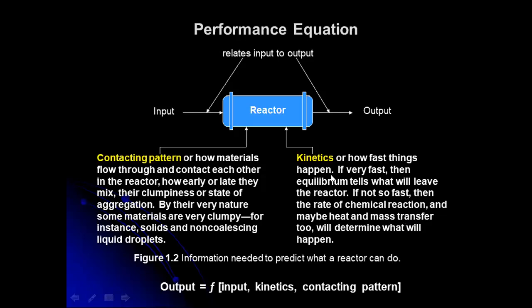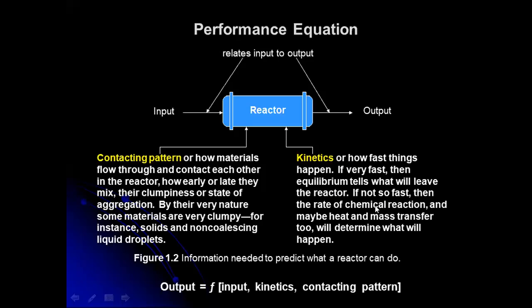Now, kinetics, you know already how fast things happen. If it's very fast, then equilibrium tells what will leave the reactor. When it's already at equilibrium, there's no net formation of the product or products. There's no net formation in the back reaction or reverse reaction for the reactants. It's all happening. Doesn't mean that it already stopped, but nonetheless, there's no net formation of anything.